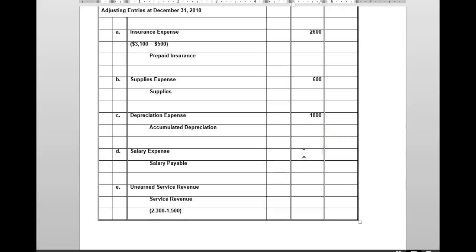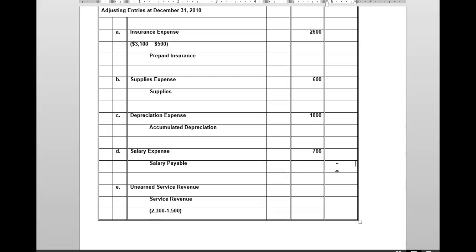You have a salaries expense. This is accrued. This means the work has been done by your employees, but they haven't been paid yet. So you owe them $700. That needs to be put on the books for the end of the period. And you're going to create a salaries payable for when you actually pay them.